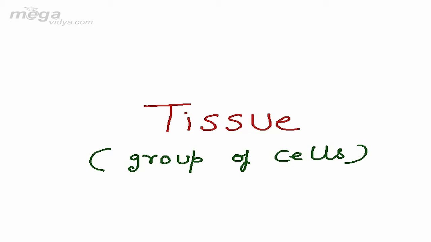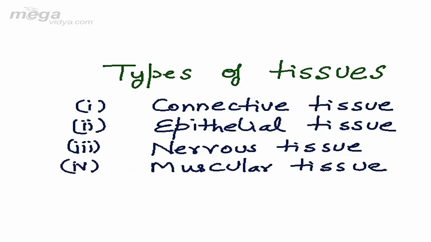Tissues, or more precisely animal tissues. Tissues are a group of cells. If we look at types of tissues, we can see there are 4 types of tissues. Number 1 is connective tissue, epithelial tissue, nervous tissue, and lastly muscular tissue.